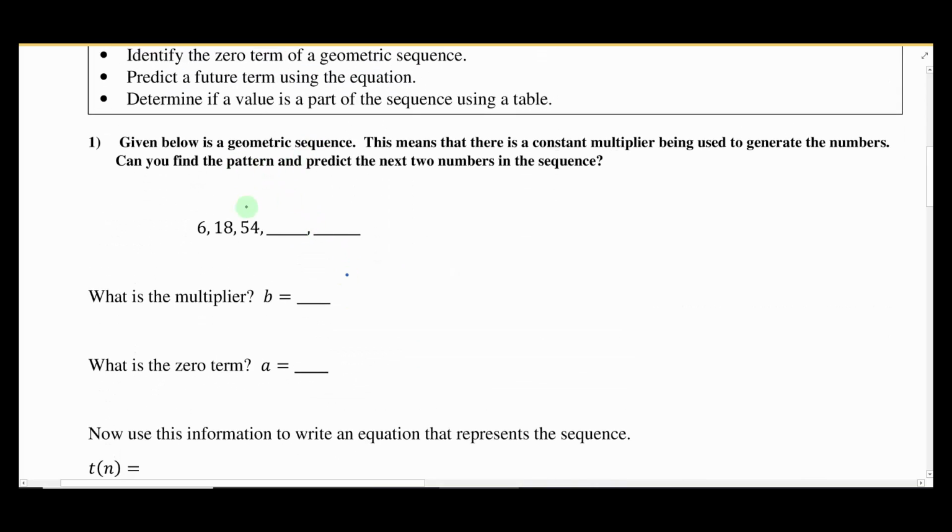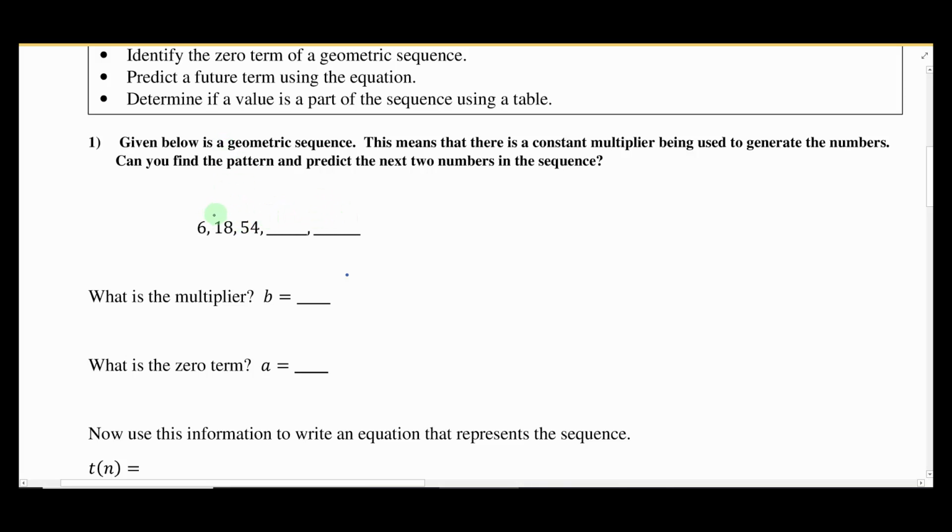We've got a geometric sequence here, so we can see the first three terms, 6, 18, and 54. And remember that a geometric sequence means there's a constant multiplier that's being used to generate the numbers. So this is going to be multiplying by something, and we need to figure out what it is. So sometimes you just have to take a minute and stare at the numbers and see if you can think of the pattern that is happening to go from one term to the next. Are we adding, multiplying, subtracting? What is going on here? And then predict the next two terms.